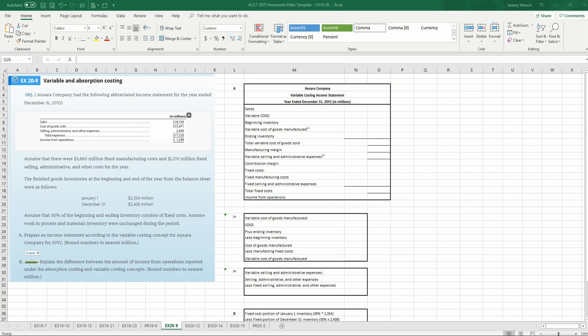All right, exercise 20-9. We're going to look at the difference between variable and absorption costing. And so you guys already know what absorption costing is. That's what we've been doing this whole time, what you do in financial accounting.